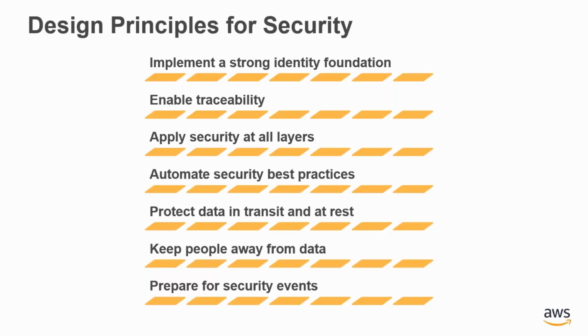The third principle is to apply security at all layers. In the classic data centers, we had what we call the eggshell model, where you had hardened security on the outside, but if you got into the interior of, say, a network, you pretty much had access to anything. In the cloud, you can actually apply security at all layers and segregate access between those layers.